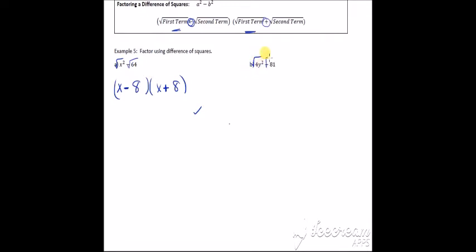Okay, so this one, what do we get when we root 4y squared? Well, we get 2y. One's going to be addition, one's going to be subtraction. Root 81 is 9. Okay, so they get a little bit more difficult.